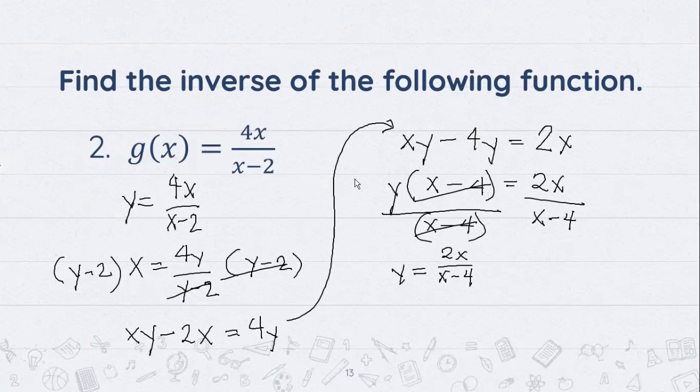Now, class, what equation did we use? It's function notation, right? We have g of x. So, that means we will return it to g of x. So, we have g raised to negative 1 of x is equal to 2x over x minus 4. Any questions? So, that is our function.